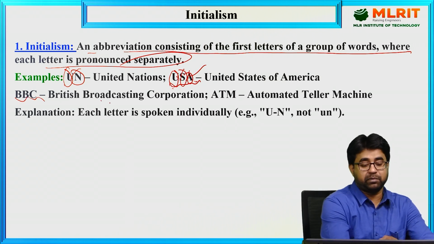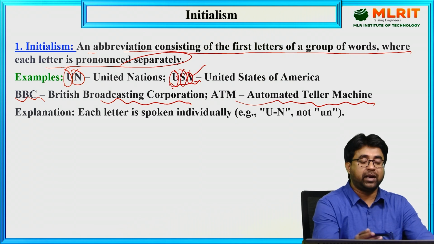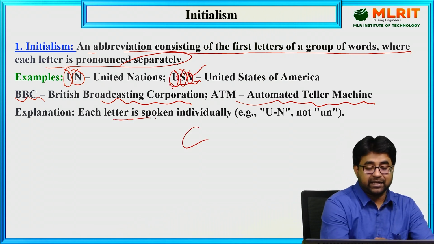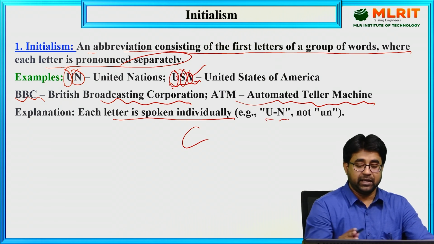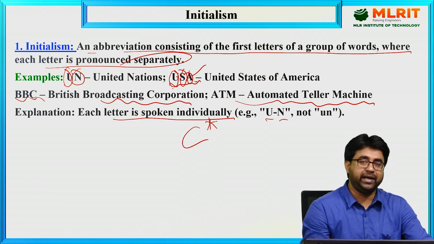BBC, British Broadcasting Corporation, ATM, Automated Teller Machine. These are all examples of initialism. So one thing you need to remember here, each letter is spoken individually. U and N, for example. Fine. That is one thing you need to remember. So this is one kind of abbreviation that we find in English.